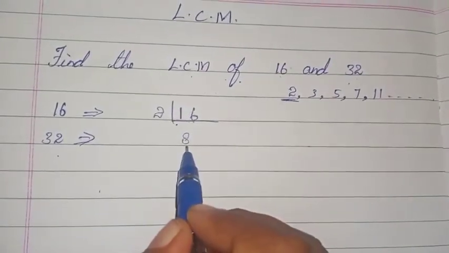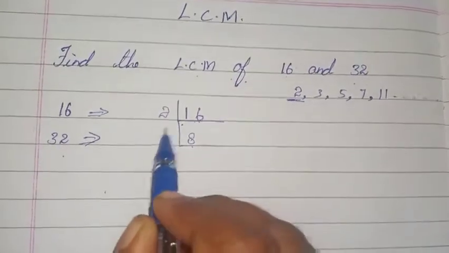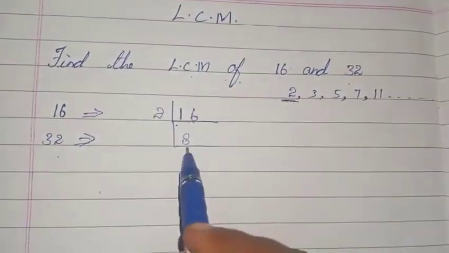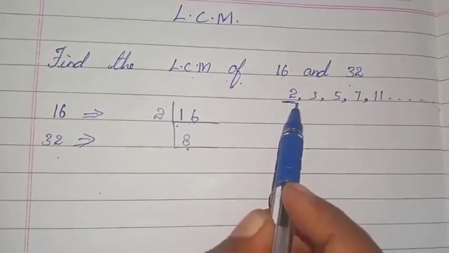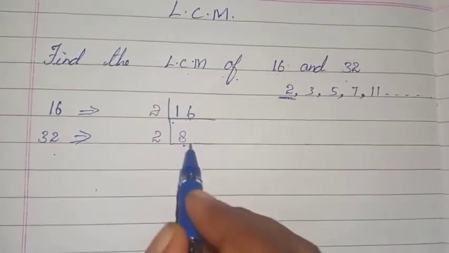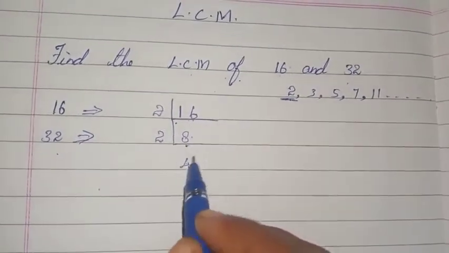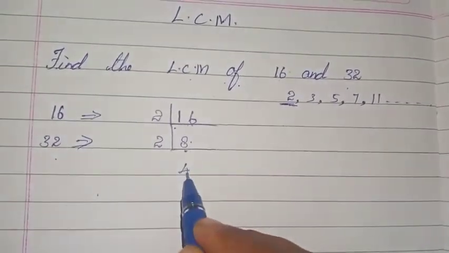Then 8 is not a prime number, it can be divided, isn't it? So you can draw the line again and think over it. It's an even number, so definitely it will be divided by 2. So you can write 2. How many 2s are 8? 4 2s are 8. You can write it here.